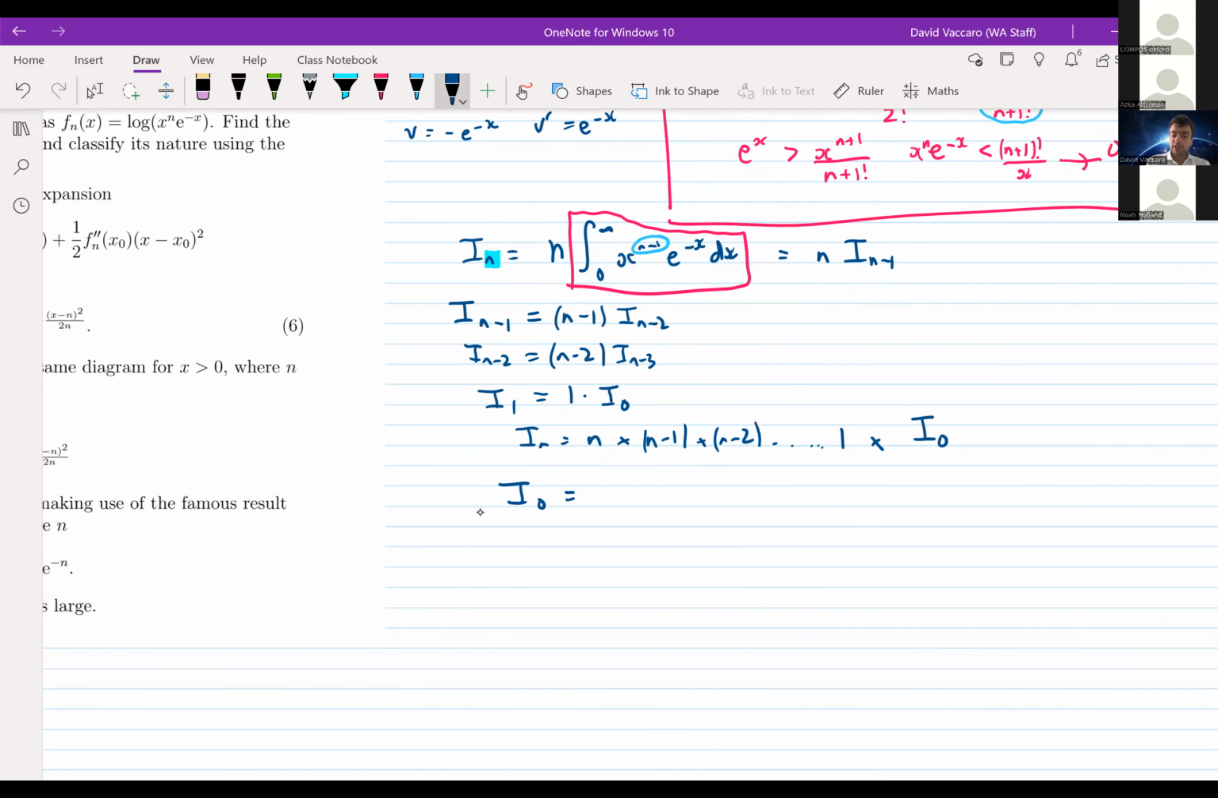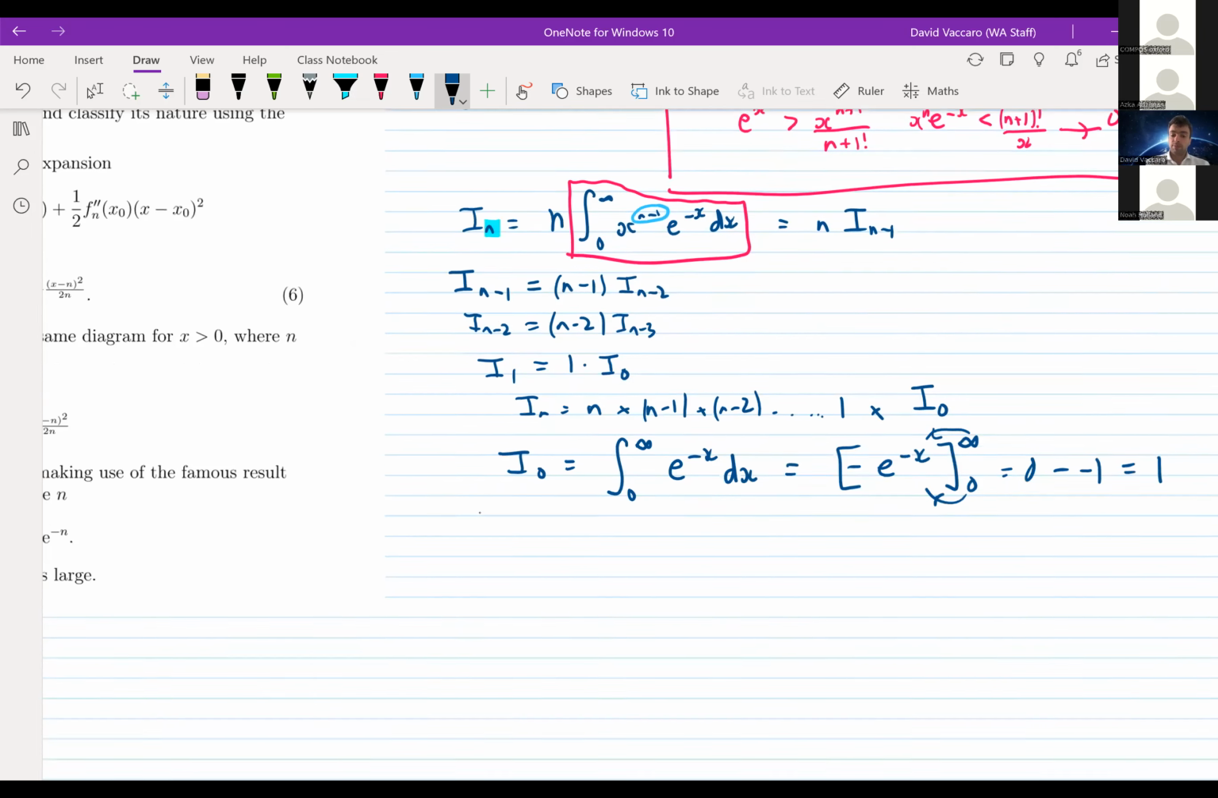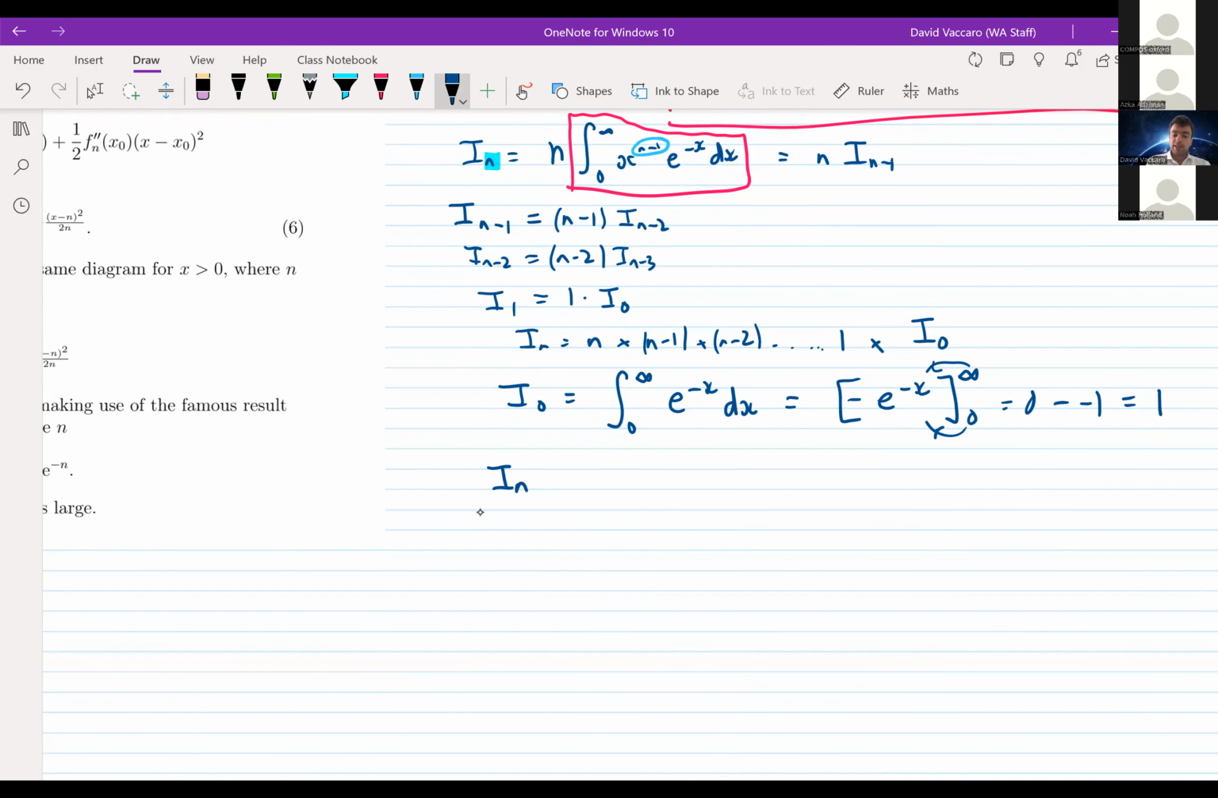But I_0 is just the nice integral from 0 to infinity of e to the negative x dx, which I can just integrate by recognition. If I substitute in the upper limit, I get 0. If I substitute in the lower limit, I get negative 1. So overall, I get a 1. So I_n is equal to n times n minus 1 times ... times 1.